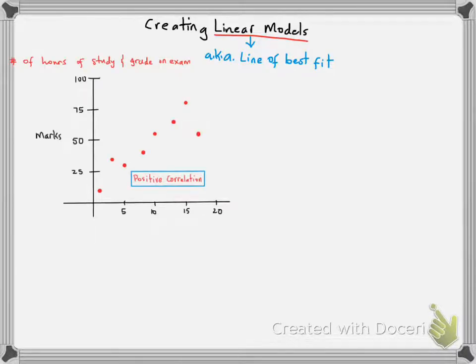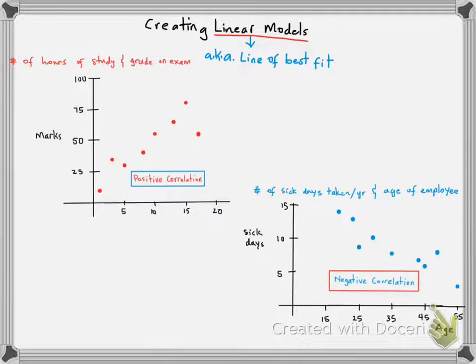Previously, I showed you a few examples of data to see the kind of correlations that there may be. Like this one here, where we're looking at the number of hours of study and grade on an exam. We said that's probably positively correlated based on the information we have on this scatter plot. And then I also showed you an example of the number of sick days taken and the age of the employees, and we saw that those have a negative correlation.